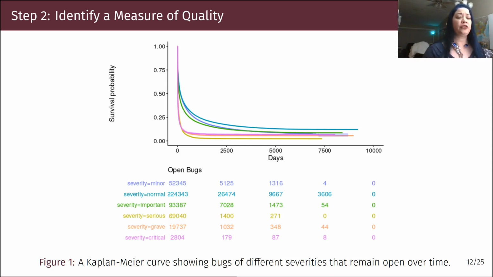This plot shows survival curves for bugs in Debian. You might notice that there are two groups of curves. It turns out that the two groups correspond to two types of severity. Those fixed more quickly are the severity levels considered release critical, and the others are not release critical. And you see down here, they're broken out by the different severities and then how many remain after various numbers of days and their probability of survival. All right.